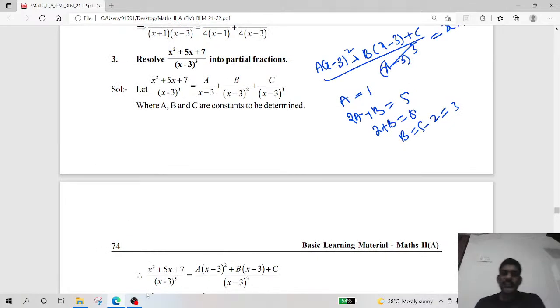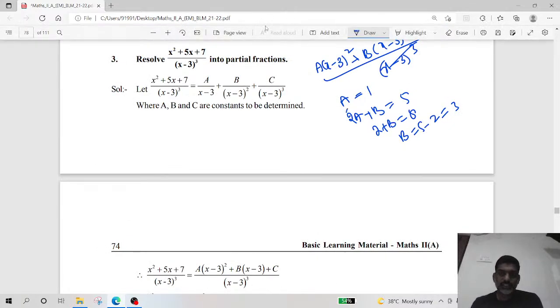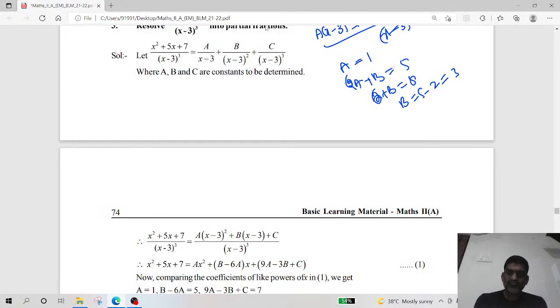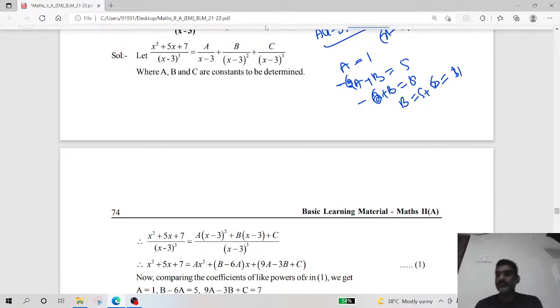Oh, this is a times x minus 3 whole square. 6 here. Then also we can get 5 minus 6, right? Minus what? Acha, minus 2 will come. Okay, I'm sorry. 5 plus 6 is 11.